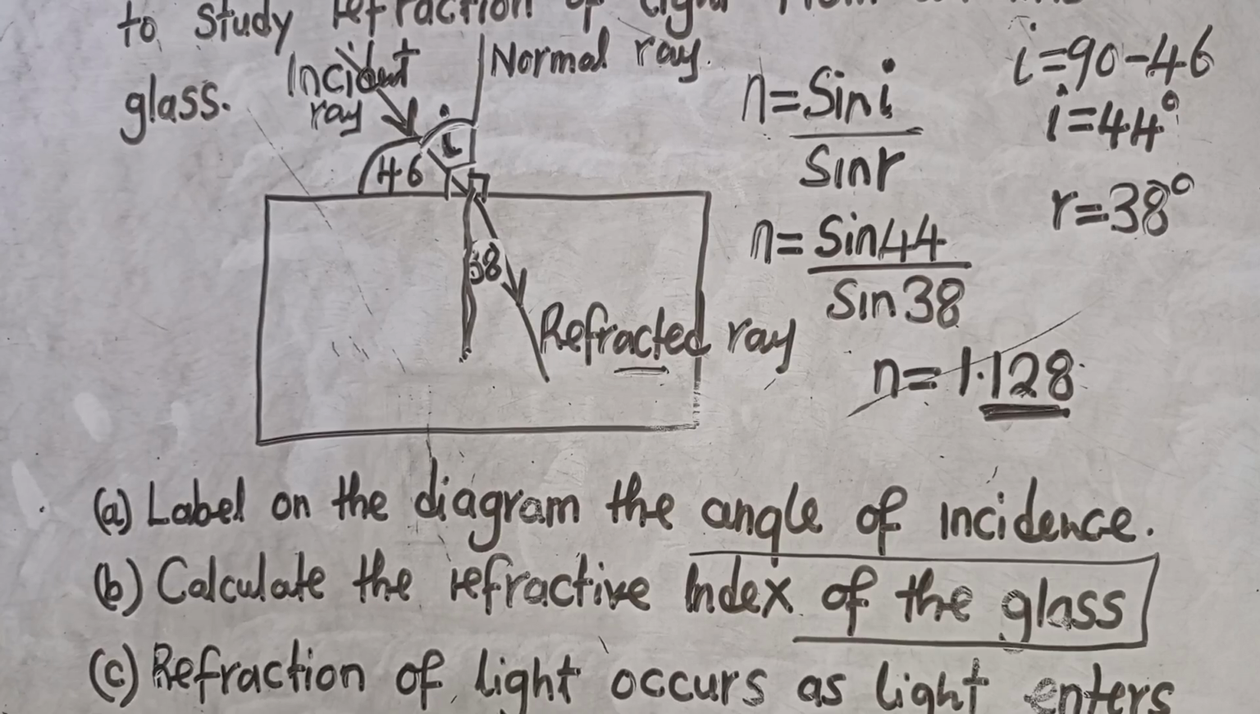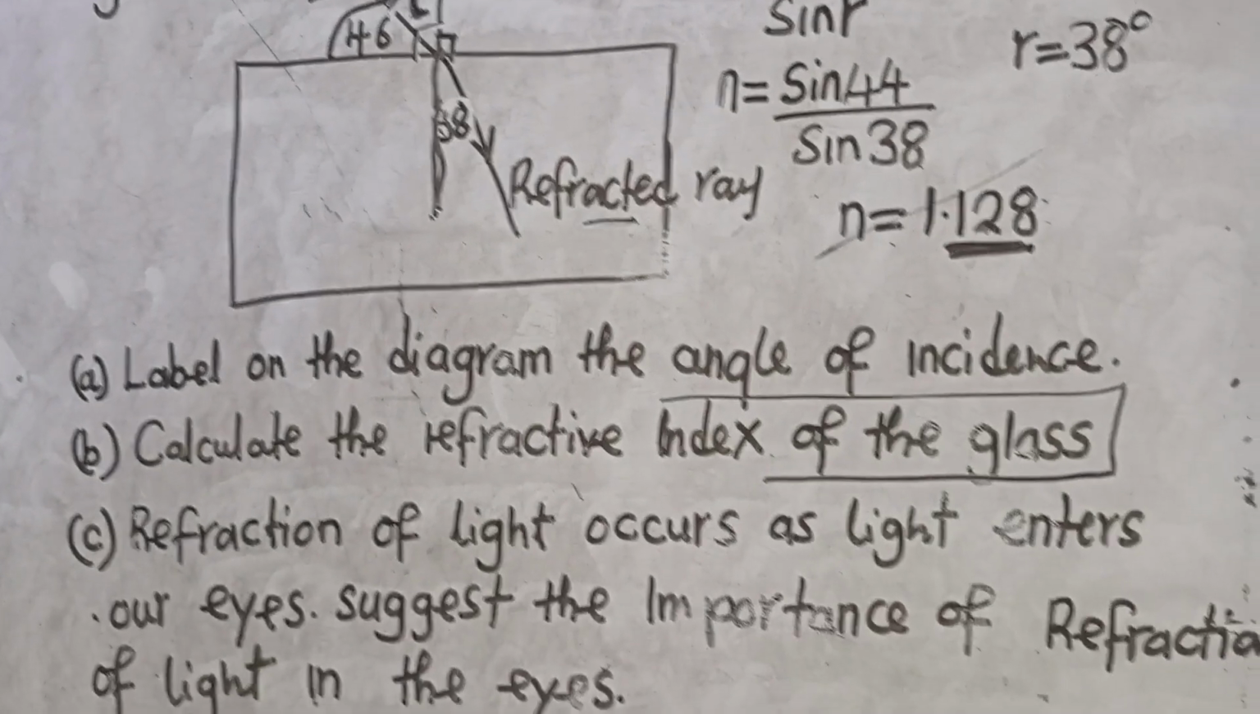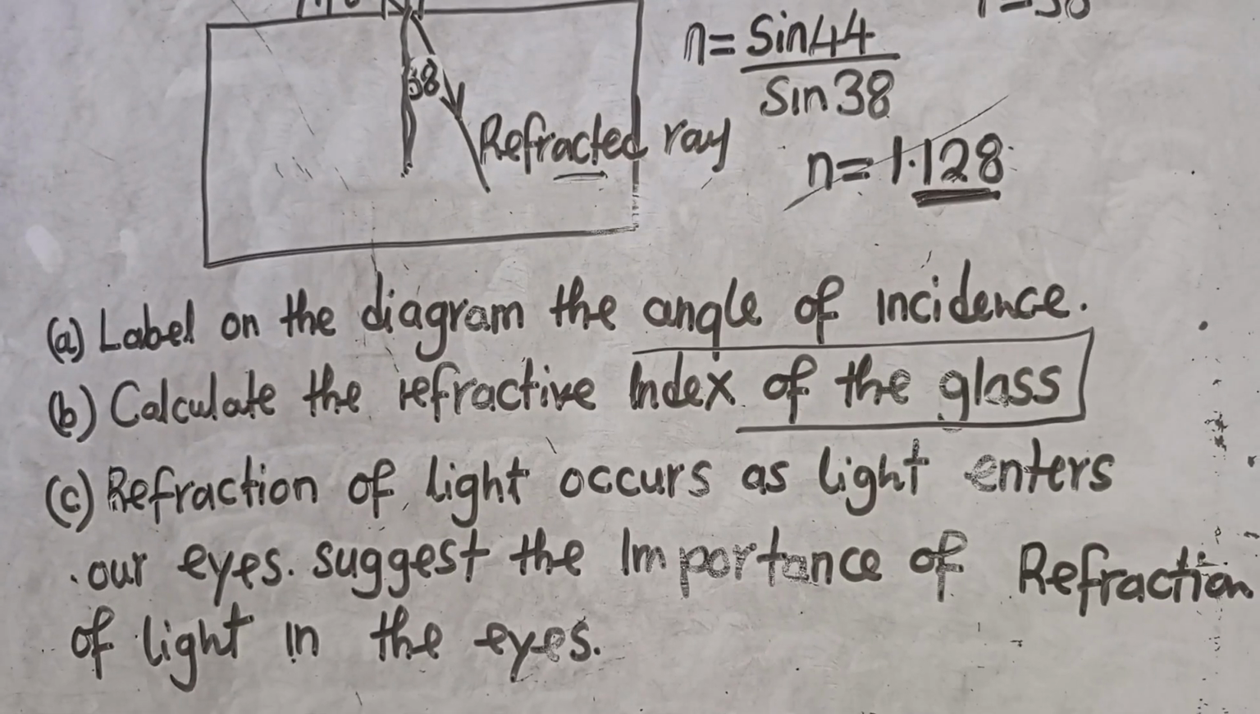How can we answer this particular question? The question is saying refraction of light occurs as light enters our eyes. They are telling you that refraction occurs even as light enters our eyes, then they are telling us to suggest the importance of refraction of light in the eyes. So they just want us to give an importance.